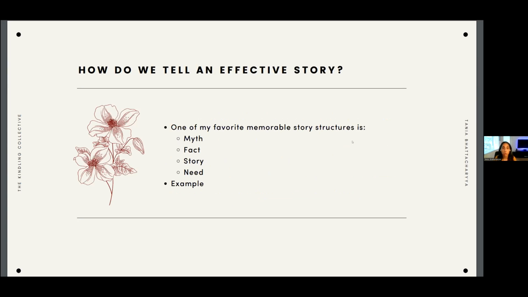And then finally, I want to speak to a little bit around how do we tell an effective story? One of my favorite story structures that is really great to train people up on is myth, fact, story, need. And this is a really great option to share with your volunteers, with ambassadors or advocates, maybe board members, who aren't immediately inside your organization every day doing direct service work. But if you are doing direct service work, it's also a great story structure. It's just a great thing because it's memorable.